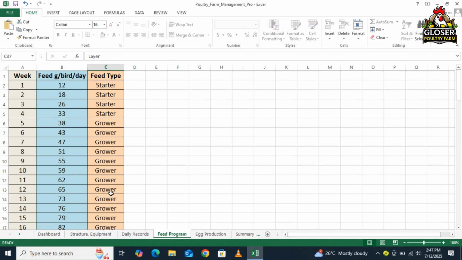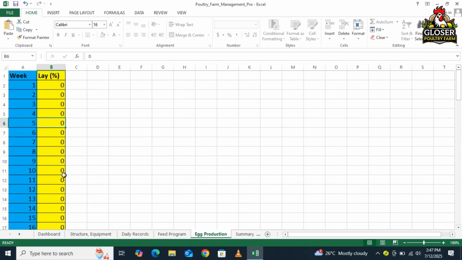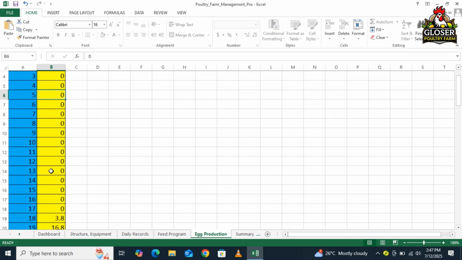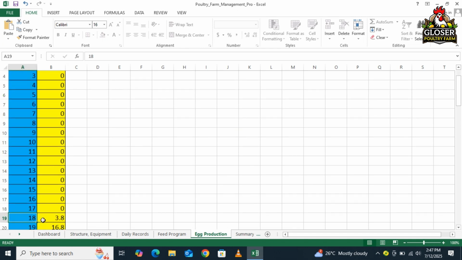Now let's look at the egg production sheet. This part of the tool shows the expected percentage of birds that should be laying eggs on each day of the cycle. It's based on the natural growth and maturity timeline of healthy layers. Early on, the percentage will be 0 because young birds are still growing and can't lay eggs yet. But starting from around week 18, that percentage begins to rise.